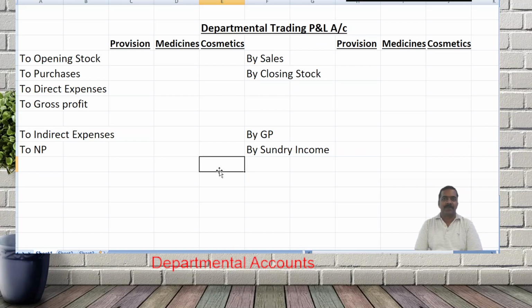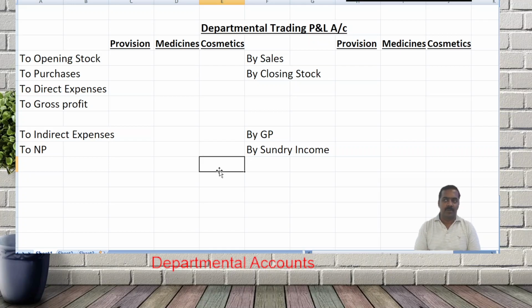How many departments will you have? Department of cardiology, neurology, allergy, and so on. So many departments. Every department is a cost center as well as a profit center for them. So they will prepare a columnar account. They will prepare what? A columnar trading P&L account. They will prepare it to ascertain what? The profit or loss from different sections.